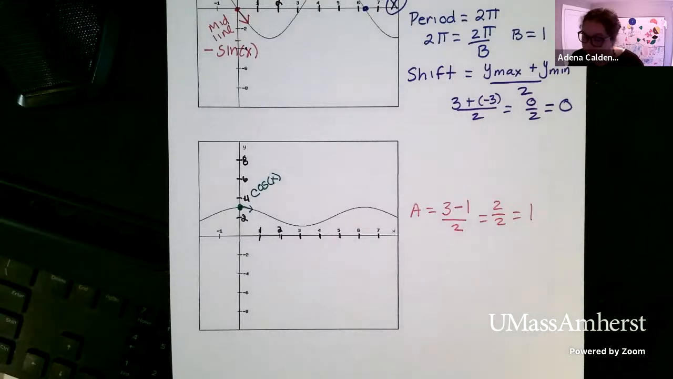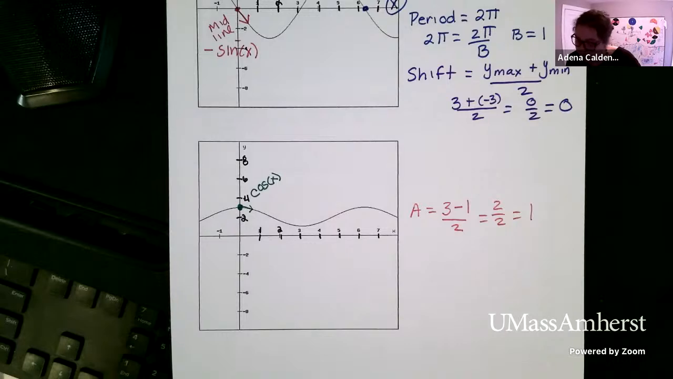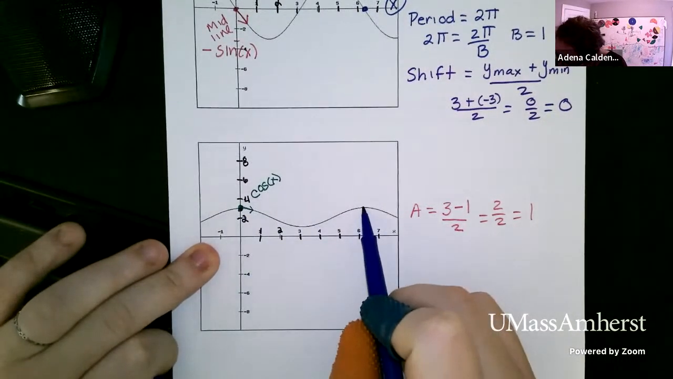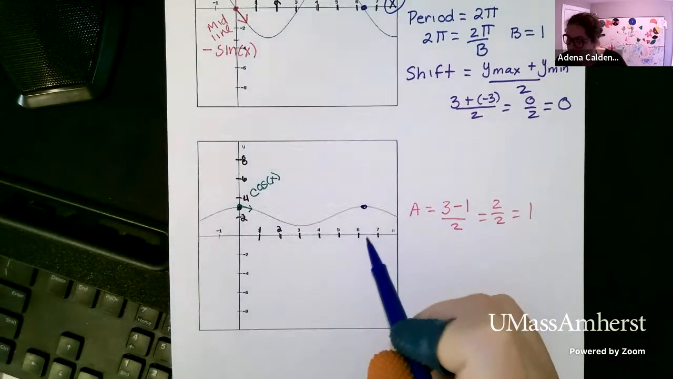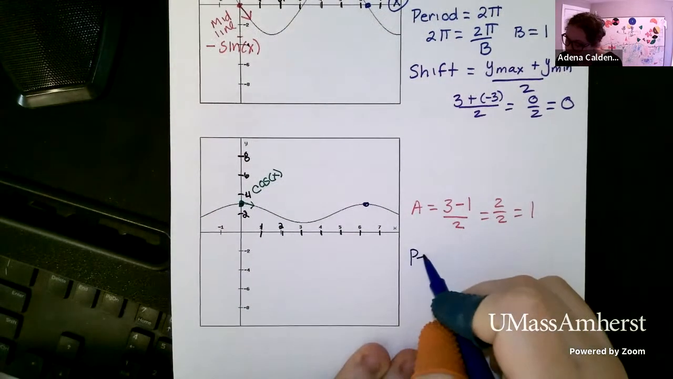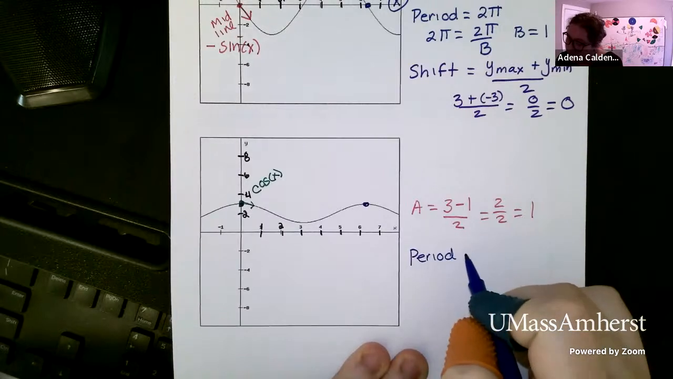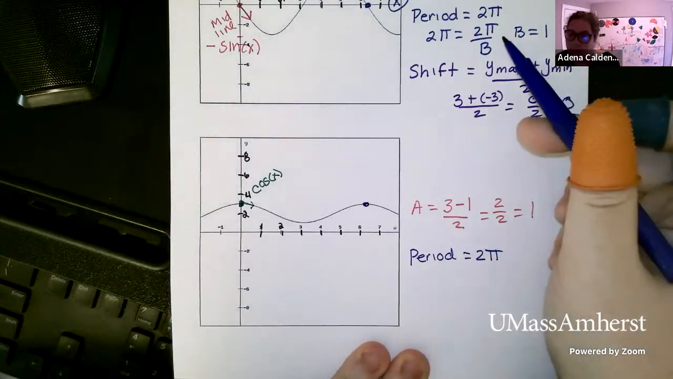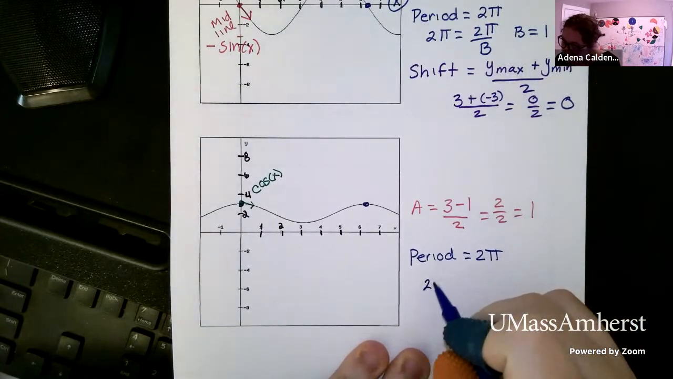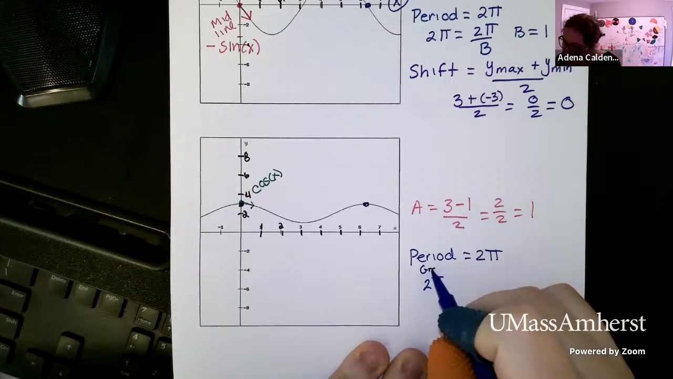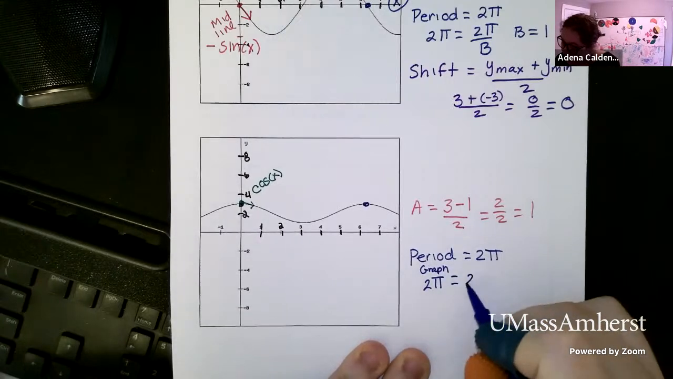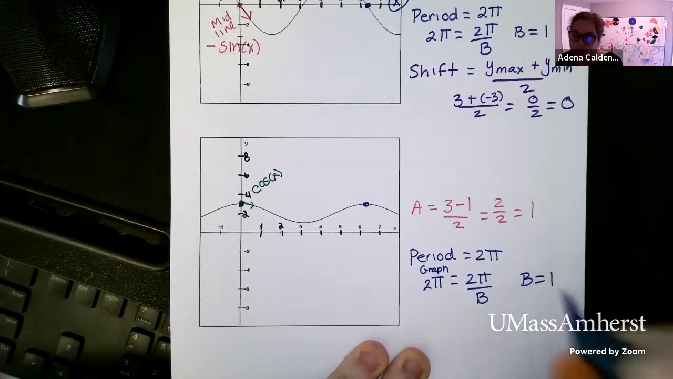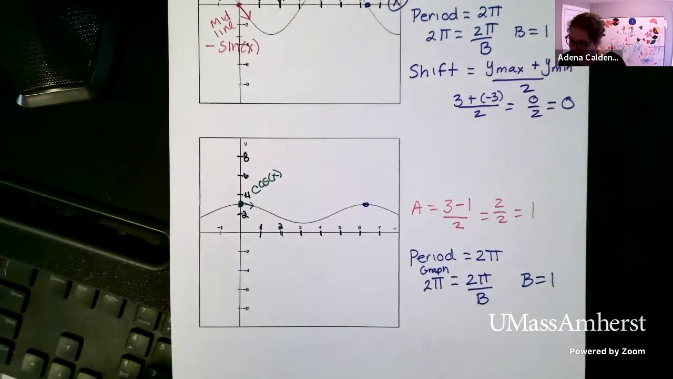So now let's talk about the period, right? For the period here, I started here and I see that it repeats just about here, which is a little bit after 6. So again, if the period is a little bit after 6, it's likely 2 pi. That's the same period we had before. So we take the period from the graph. We set it equal to the formula, which is 2 pi over b. And that tells me that b has to be 1.